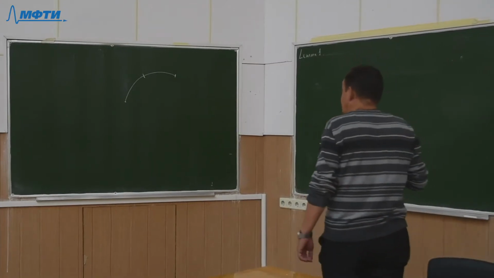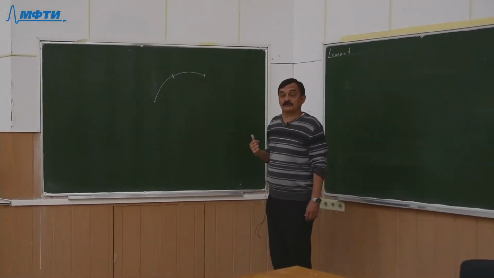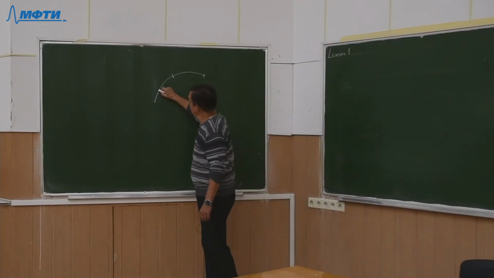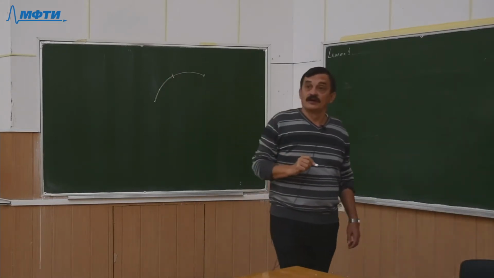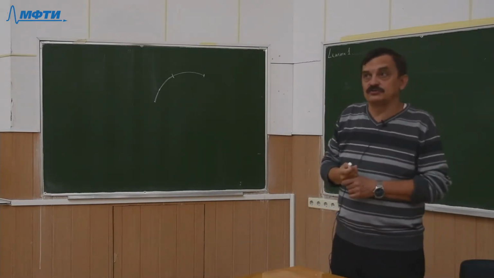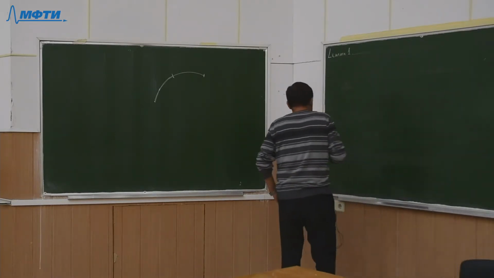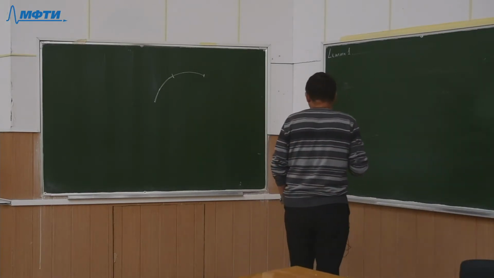But remember that the definition now is rather complicated. What is length? Length is the supremum of the lengths of those polygonal curves, right? So why should it have this property? Lemma 1 is the precise formulation of this property.